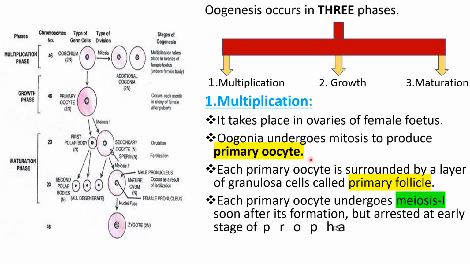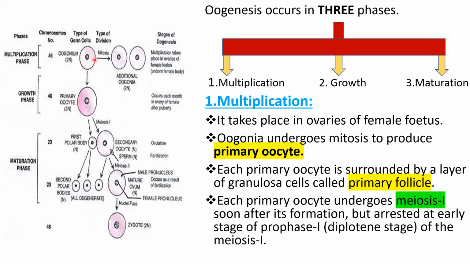Multiplication phase takes place in ovaries of female fetus. When the fetus is developing in the uterus of the mother, the multiplication phase happens. Firstly, oogonia undergo mitosis to produce primary oocytes. So we can observe this happening in this picture. This is the multiplication phase.